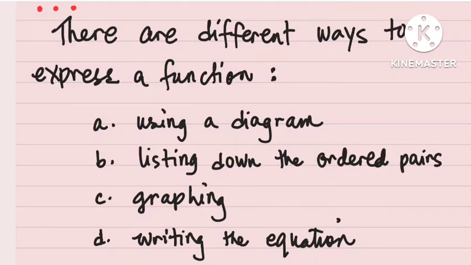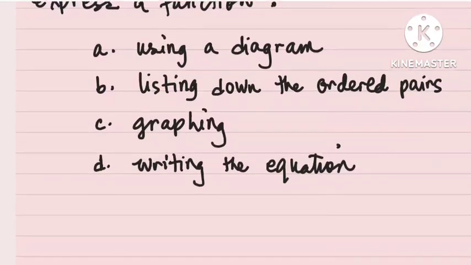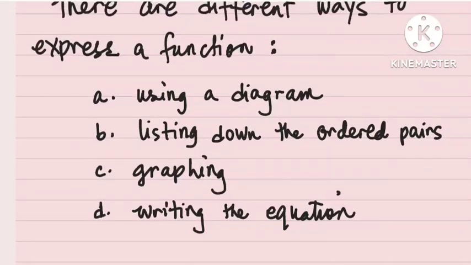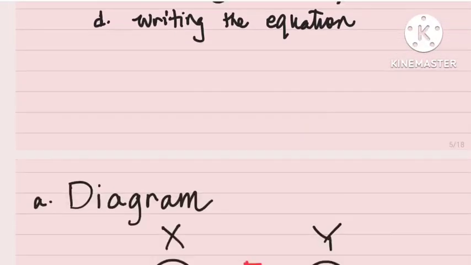Now there are different ways to express a function. I've listed down 4. First is using a diagram. Second, by listing down the ordered pairs. Third, by graphing. And fourth is by writing the equation. Let's take a look at each way.